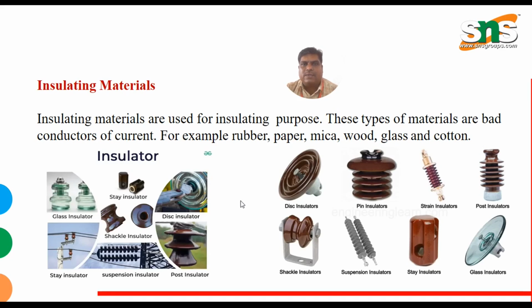Insulating materials are used for insulating purposes. These types of material are bad conductors of current, for example rubber, paper, mica, wood, glass and cotton. These are used either above or below the conductor for separation, for electrical safety from the live wires.